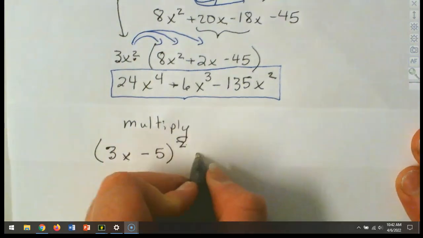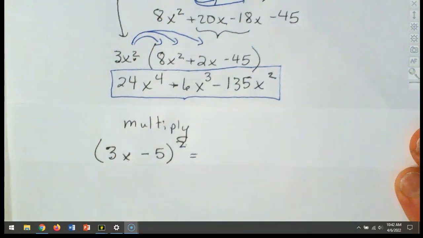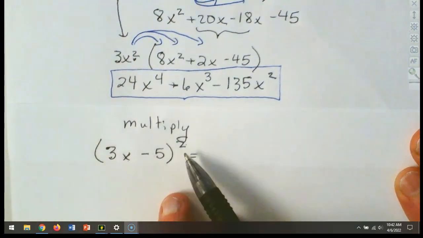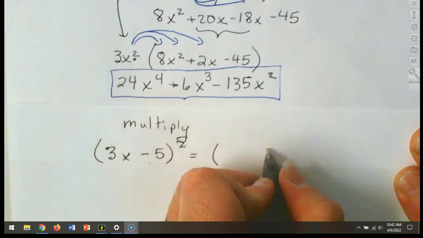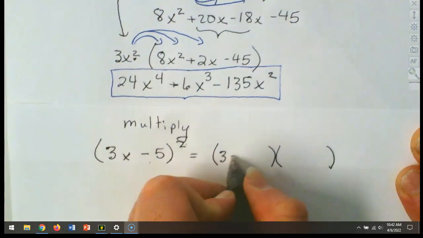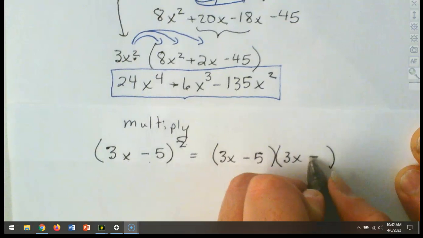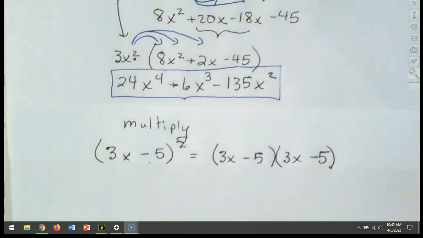So we have to write this out because this is actually 2 of them multiplied together. Remember your rules for exponents. This is your base and this is your exponent. So you actually have two of them. And we're going to write them out, and then we're going to have to use the FOIL method. So write it out twice, and then FOIL.